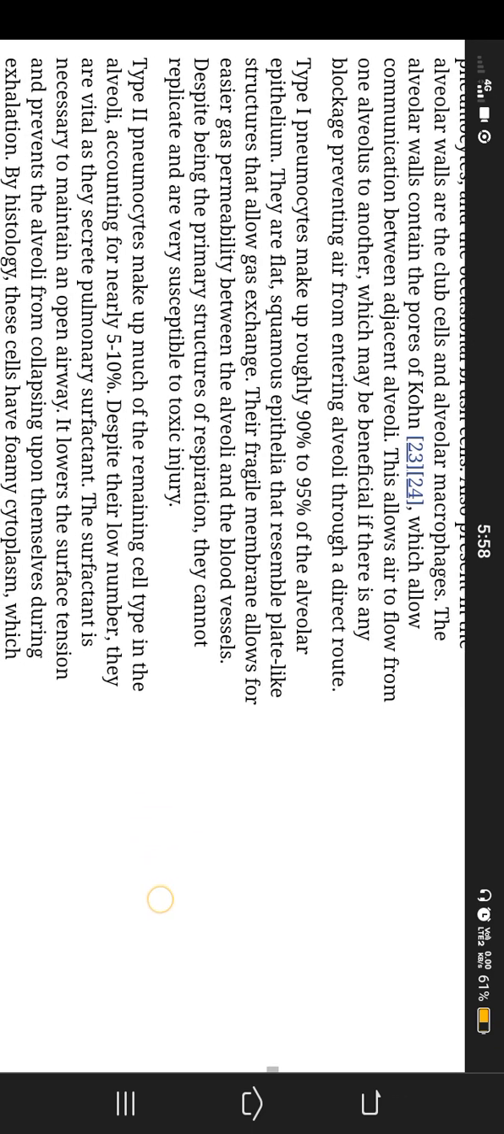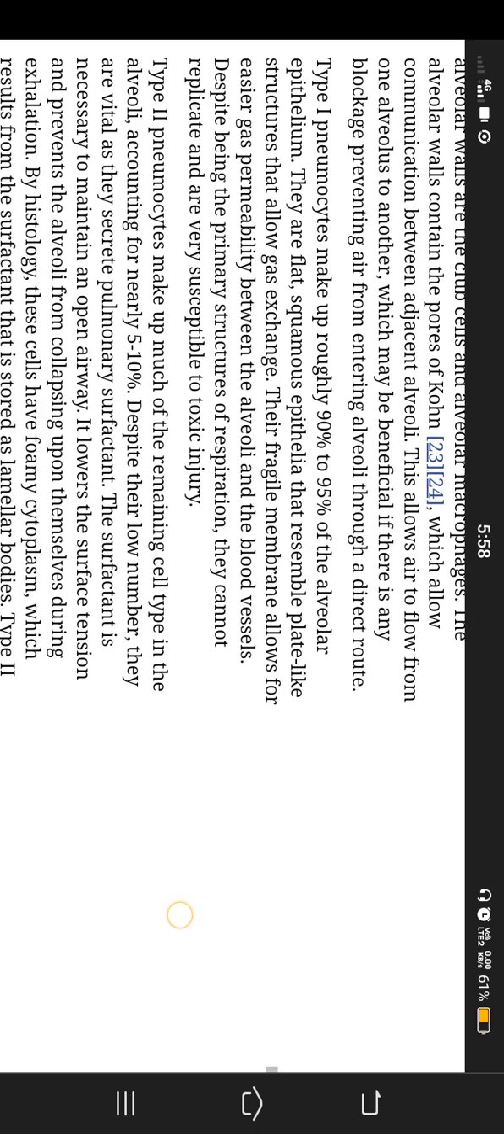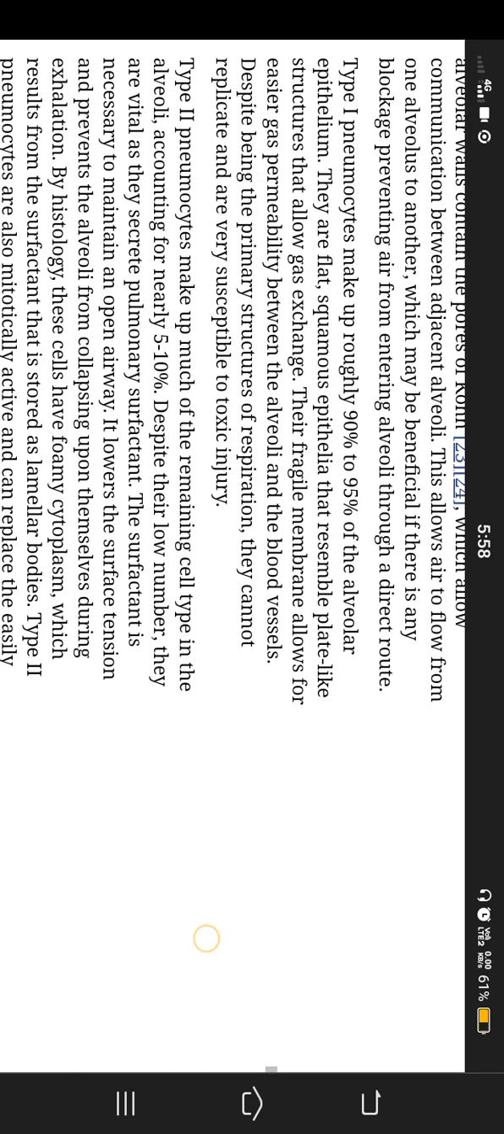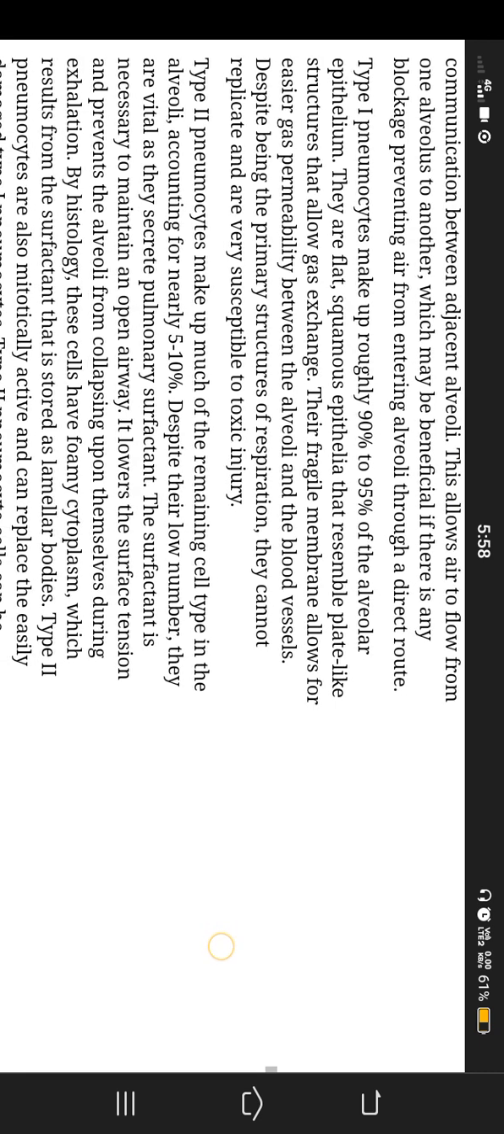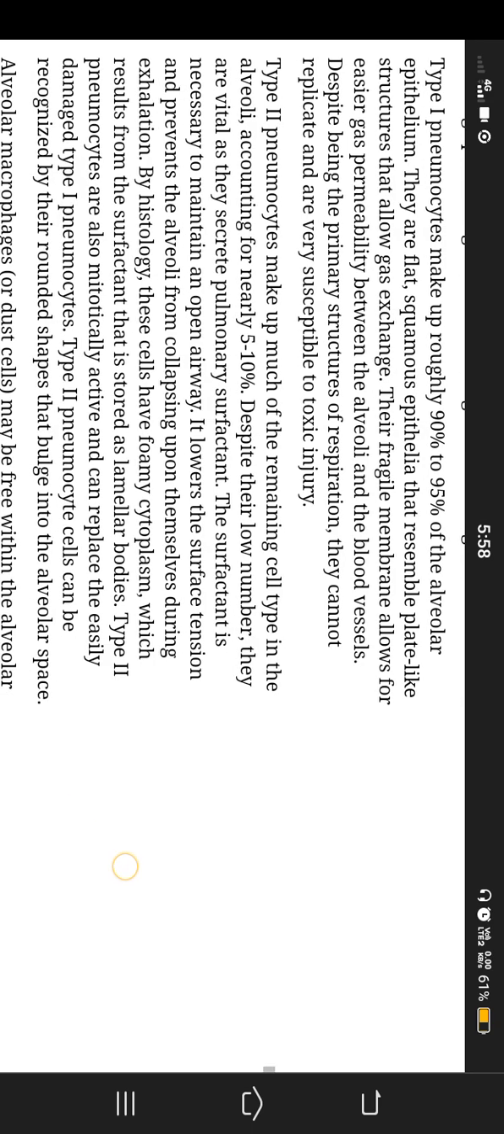Type 1 pneumocytes make up roughly 90% to 95% of the alveolar epithelia. They are flat squamous epithelia that resemble plate-like structures that allow gas exchange. Their fragile membrane allows for easier gas permeability between the alveoli and the blood vessels. Despite being the primary structures of respiration, they cannot replicate and are very susceptible to toxic injury.